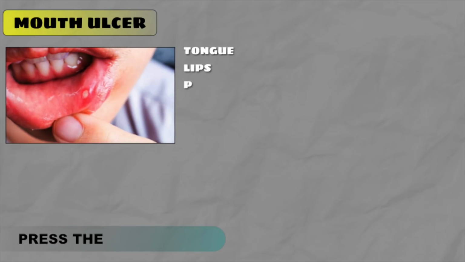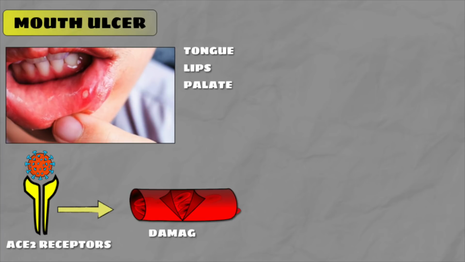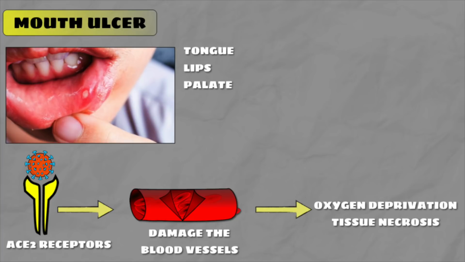Next one is mouth ulcer. You can see painful mouth ulcers mostly on tongue, lips and palate. This ulceration can be because of systemic effect in our body due to coronavirus infection. Some studies suggest that the virus uses the ACE2 receptors present on the cells surrounding the blood vessels and damages them, which leads to oxygen deprivation, localized tissue necrosis, and eventually ulceration.